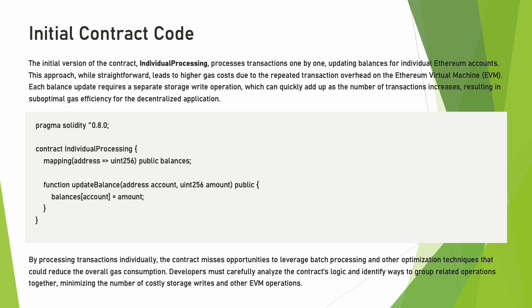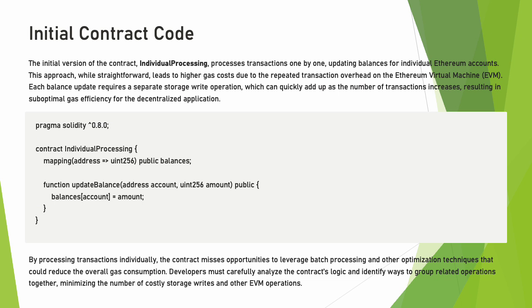Here is the initial contract code. The initial version of the contract, individual processing, processes transactions one by one, updating balances for individual Ethereum accounts. This approach, while straightforward, leads to higher gas costs due to repeated transaction overhead on the EVM. Each balance update requires a separate storage write operation, which can quickly add up as the number of transactions increases, resulting in suboptimal gas efficiency for the decentralized application.